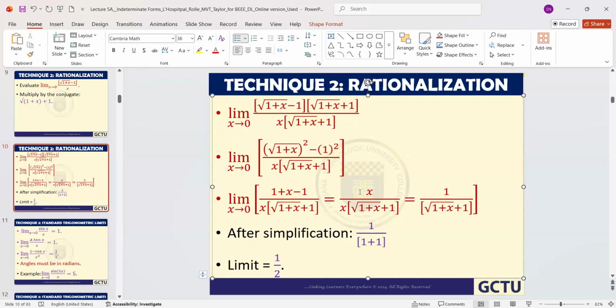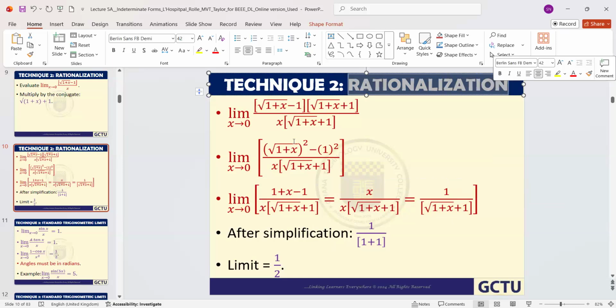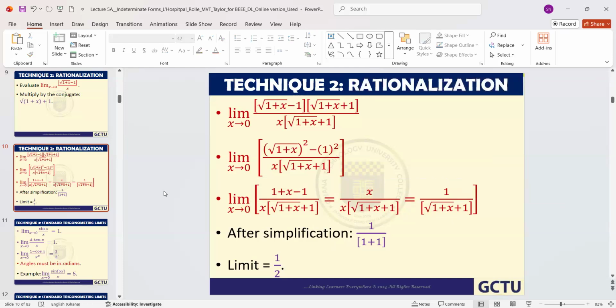And then it ceases to be a square root anymore. Then you can now simplify by canceling the numerator x over the denominator x. And whatever function is left, you can now substitute the value of x, the limit. Then that gives you this. So the technique of rationalization comes into play when the function happens to have something under the square root sign. Then the best method is to rationalize.